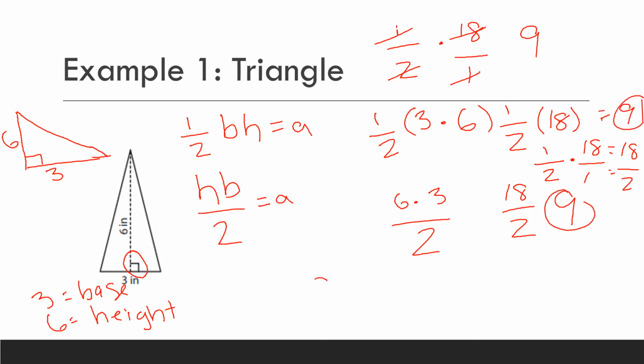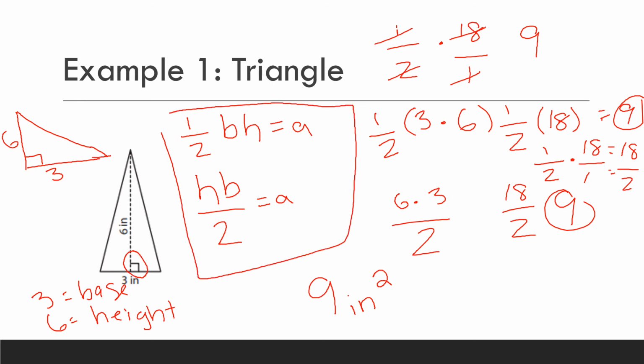Okay, so that's half of the answer. And remember, we said that the units of area are always going to be squared. So I had 3 inches and 6 inches. So I'm going to have inches squared. And the reason it's squared is because I did inches times inches. So whenever I do 2 of the same unit times each other, then I have to square. So again, we used our formulas here, the half times base times height, or we used HB over 2. So either way you do it, you should get the correct answer of 9 inches squared.